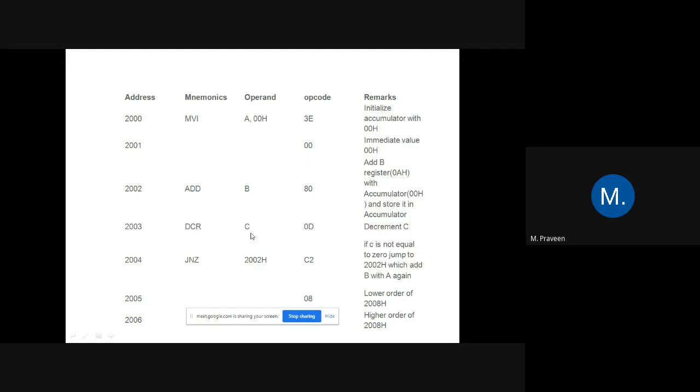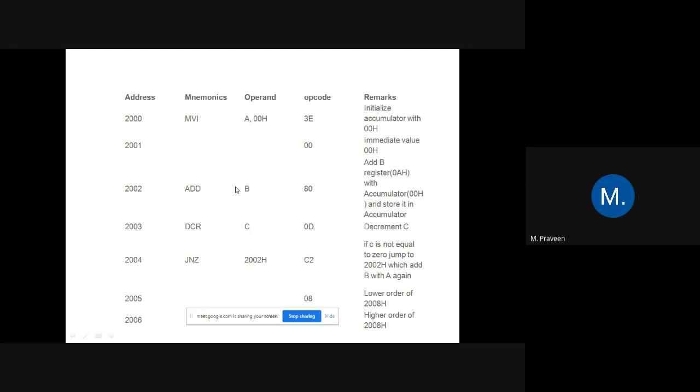So after getting C equal to 0A, now we have to check for the condition. This is called a conditional jump instruction. So JNZ: what JNZ will do is jump non-zero. If the C value is non-zero, it means the condition is true. If it is true, the program will be transferred to this address. Now the C value is 0A, so it is non-zero. Therefore the condition is true, and now the program will be transferred to this address.